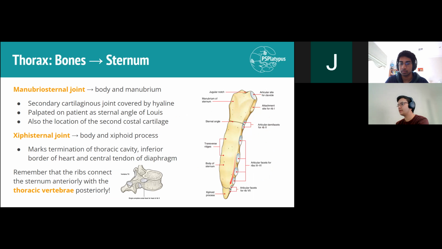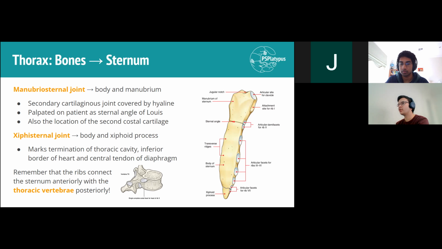So the sternum has 3 parts. We've got the manubrium, we've got the body, and then we've got the xiphoid process at the bottom. Between them, you've got joints. And the major reason why we consider these joints is because some of them are palpable and some of them can be really good landmarks.